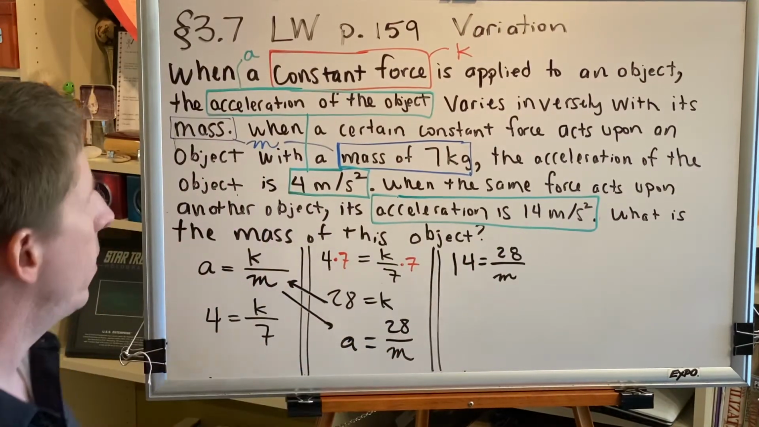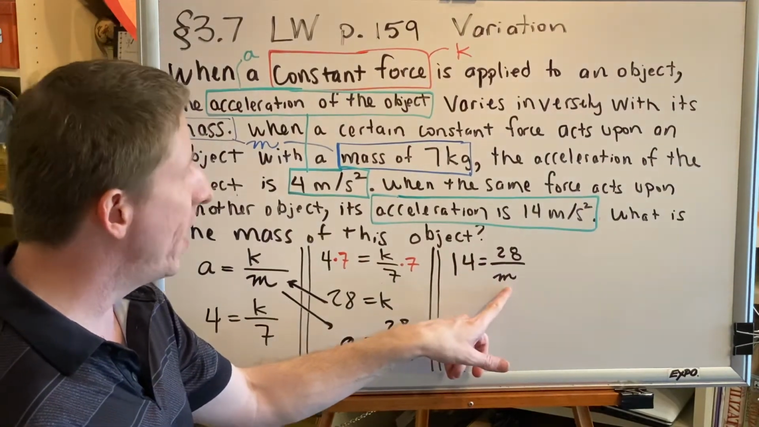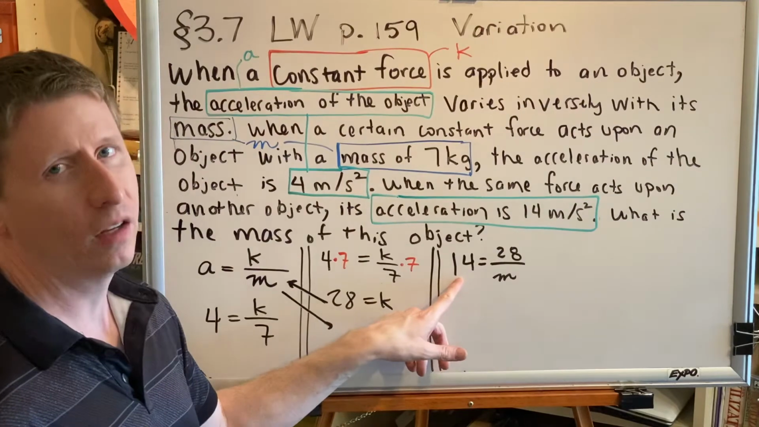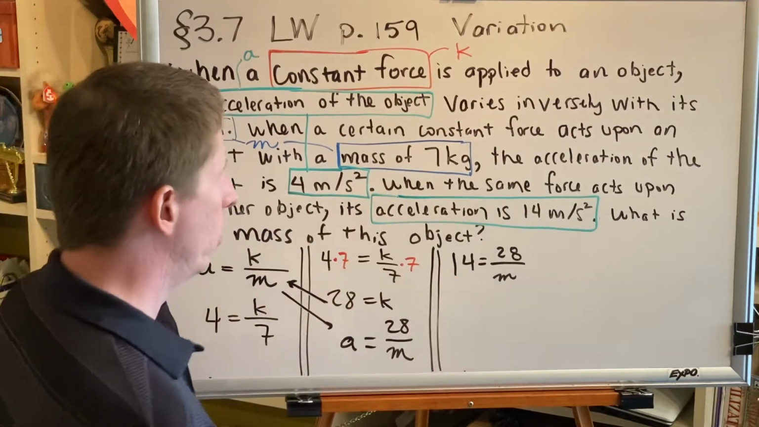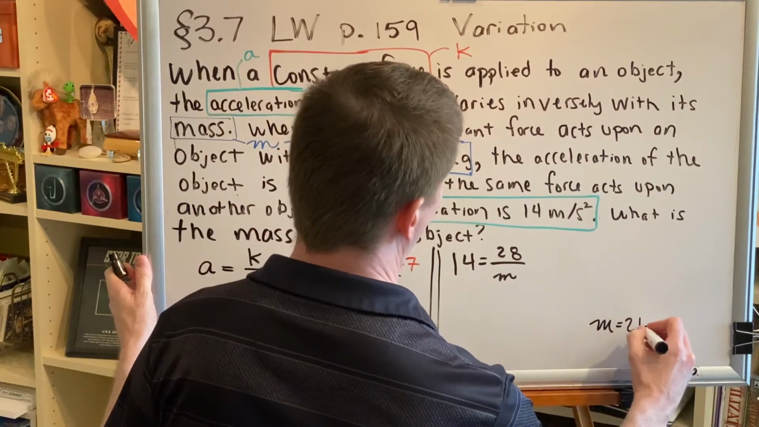Now this is a pretty easy equation to solve if you just take a moment and think. 28 divided by what number gives you 14? The answer has to be 2. So we're going to get m equals 2 kilograms.